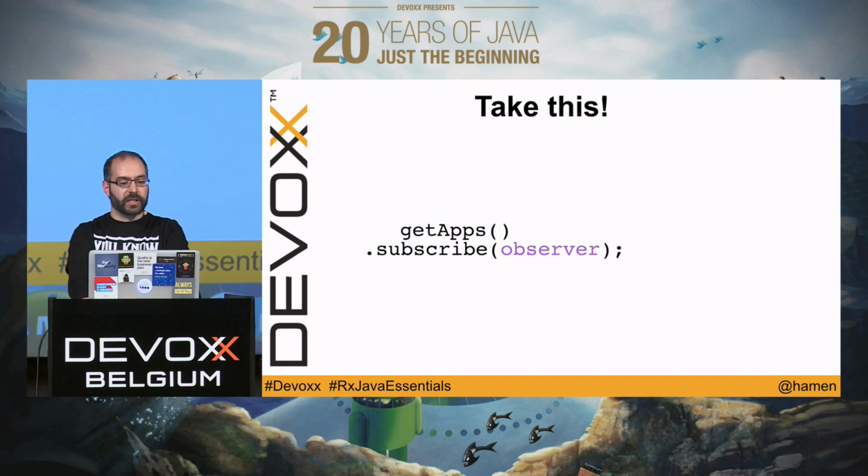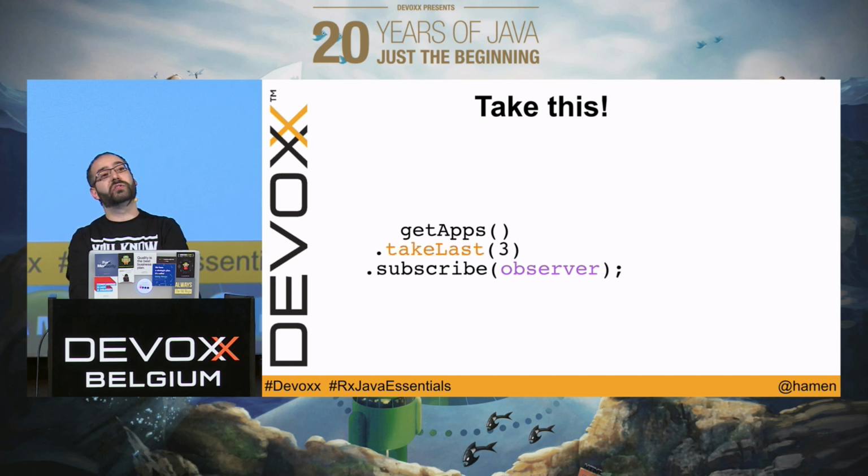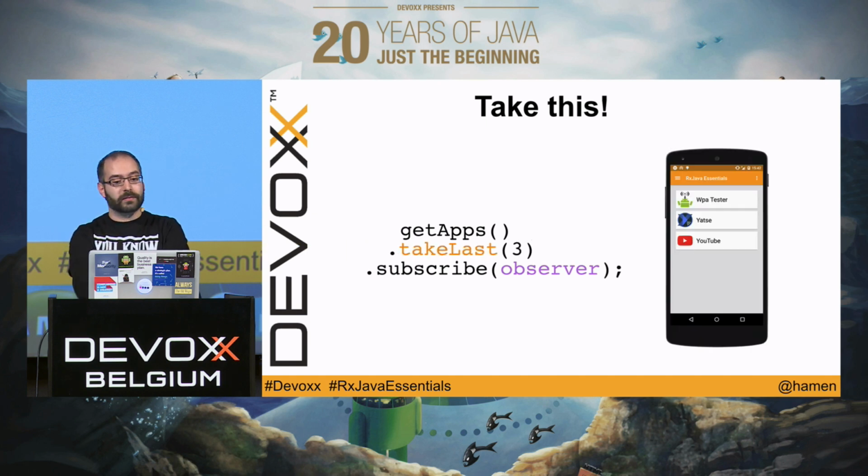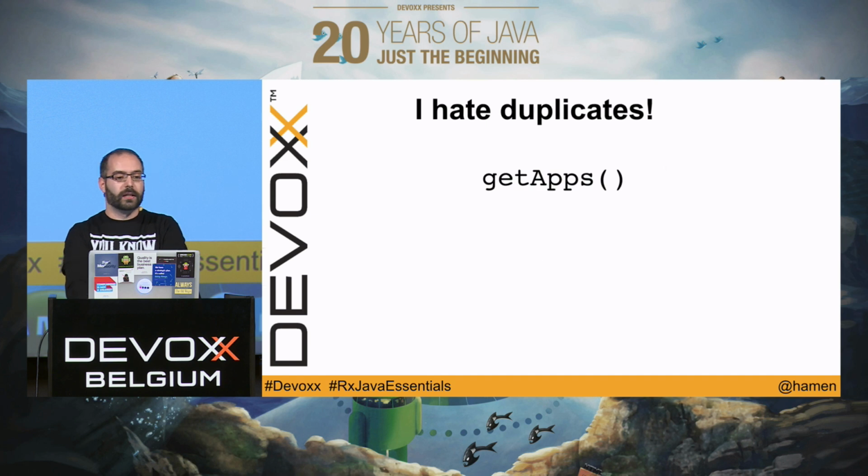Our boss comes in and he's the kind of guy that jumps to the end of the thing. So we have to take just the last 3 elements of the list. TakeLast, surprise. And here is the new app list. Jon Snow is always there.